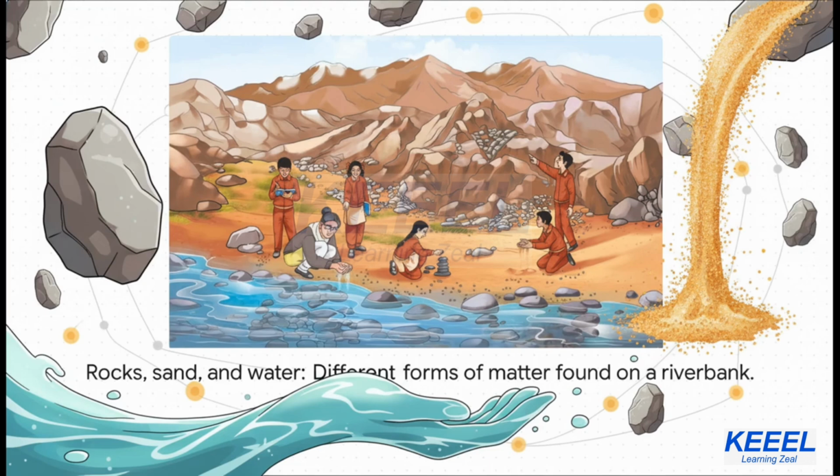Picture this scene. Maybe you've been somewhere just like it. You've got these big, solid rocks that you can pick up and hold in your hand. You've got fine grains of sand that can just pour right through your fingers. And of course, you have the water, which you can't really hold at all, can you? It just flows around your hand. Now, these all look and feel completely different, but they are all what we call matter. The real question, the one we're going to explore, is why? What makes them behave in such different ways?